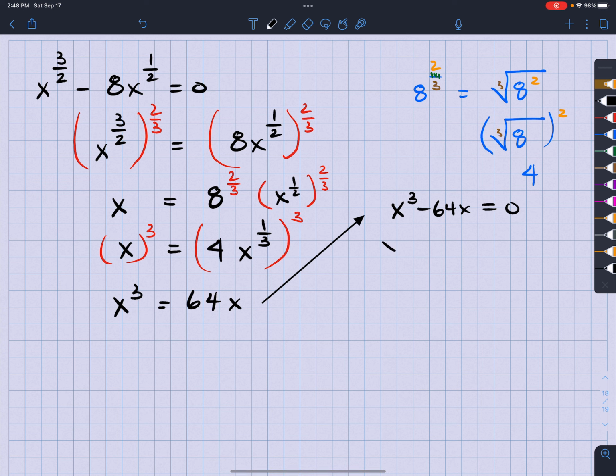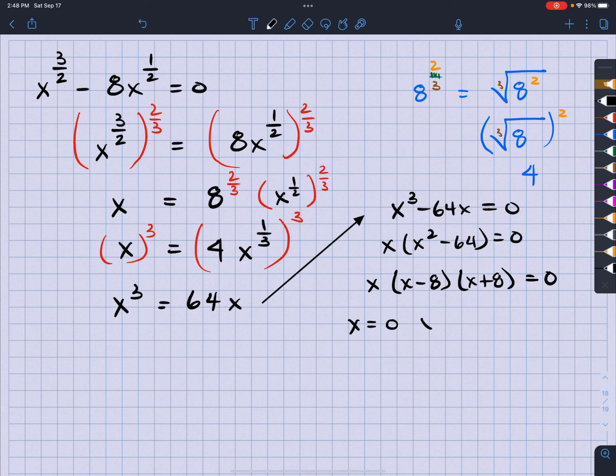I have a GCF of x. I'm left with x squared minus 64. I can factor this, so this is x minus 8 and x plus 8, because that would be the difference of two squares. So I have x is equal to 0, x is equal to 8, and x is equal to -8.